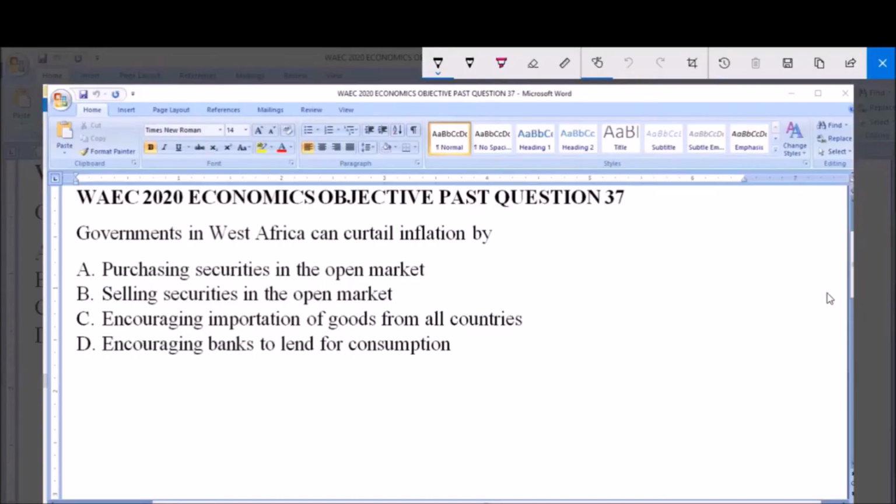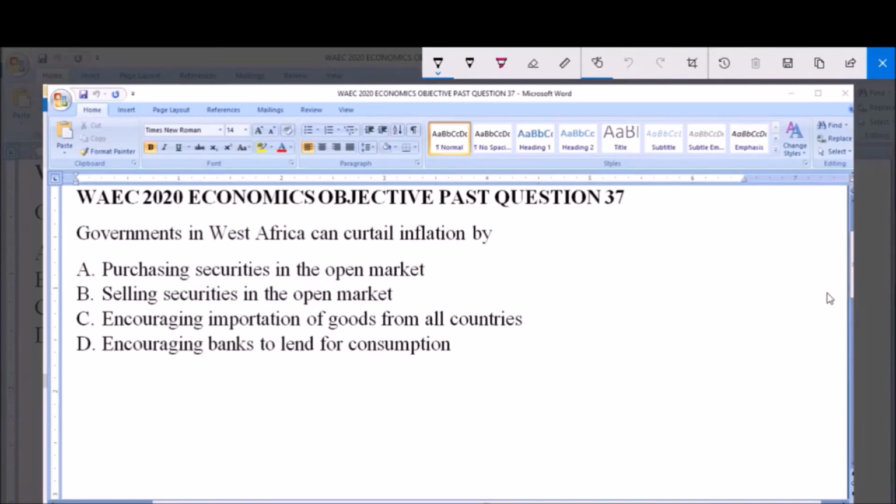Hello and welcome. I will be answering WAEC 2020 Economics Objective Past Question 37. Governments in West Africa can curtail inflation by A. Purchasing securities in the open market. B. Selling securities in the open market. C. Encouraging importation of goods from all countries. D. Encouraging banks to lend for consumption.